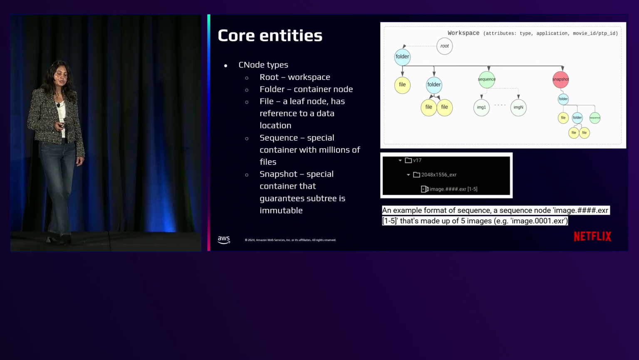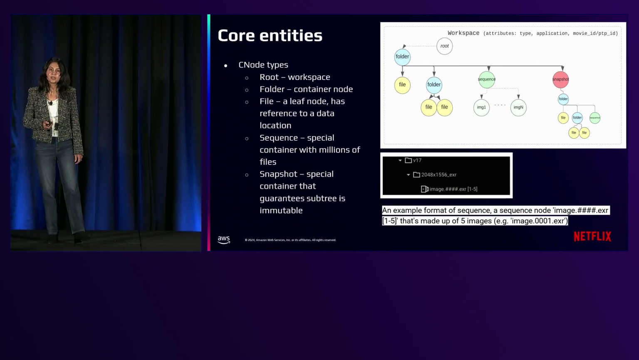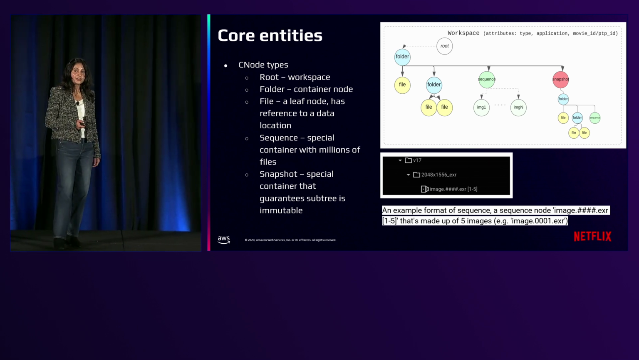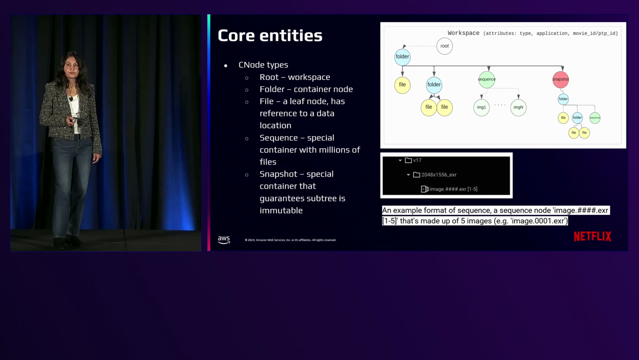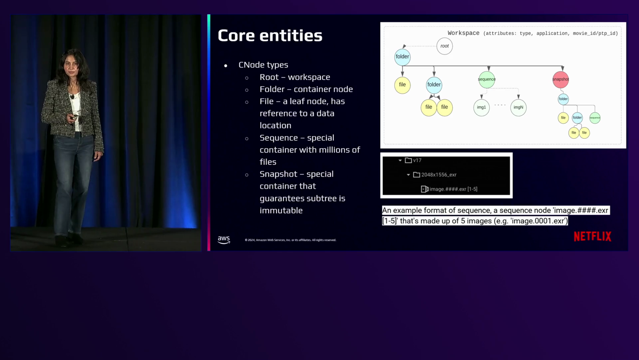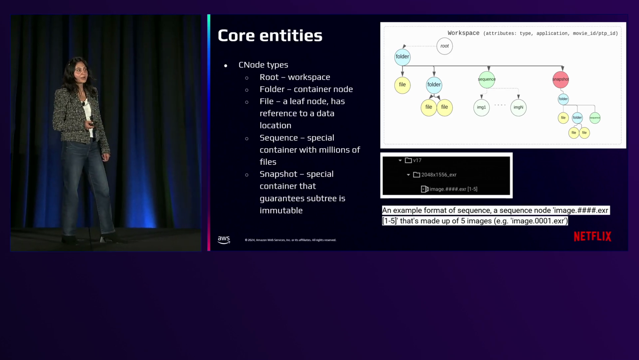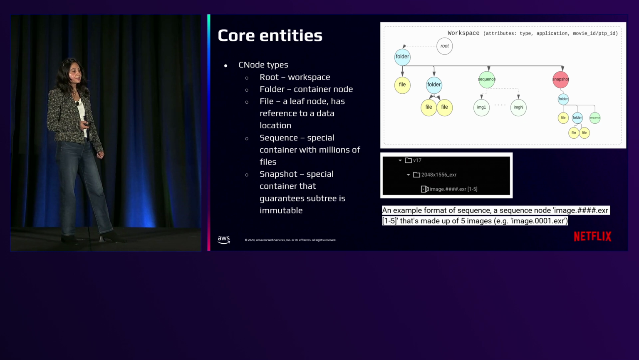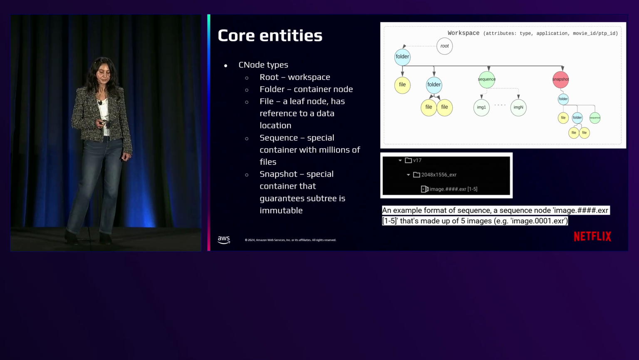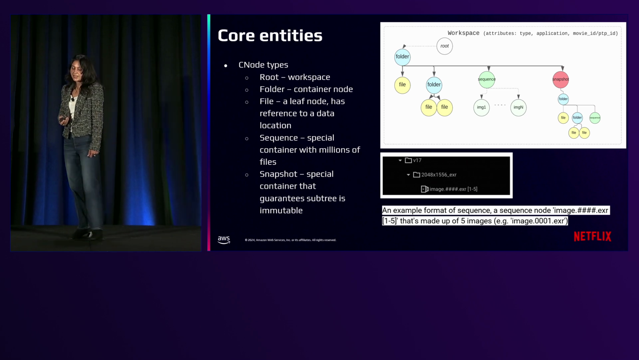Now let's dive into some of the core entities to understand the system in detail. In C Drive, or Content Drive, we store files and folders in hierarchical tree structures. All these files, folders, workspaces, or partitions are represented by a node structure in C Drive, which is called a C node. So what are the different C node types?